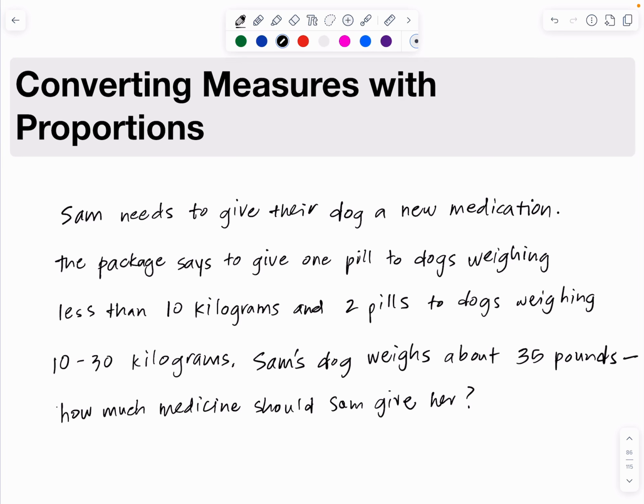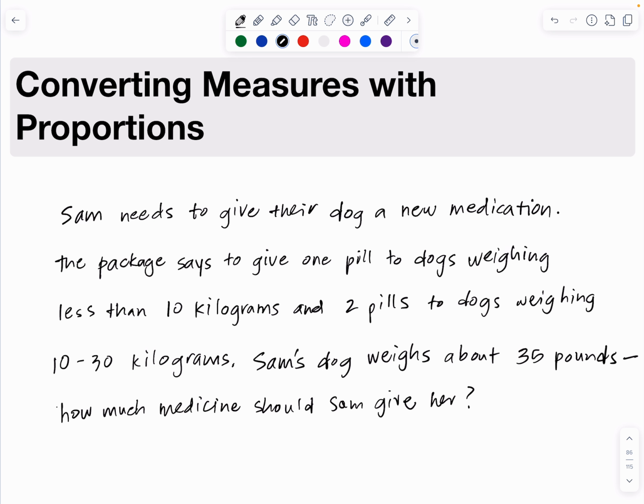Hi, students. For this online lesson, we're going to take a look at how we can use proportions to convert different measurements from one unit to another. So on the screen here is a word problem example that's a pretty common real life example.